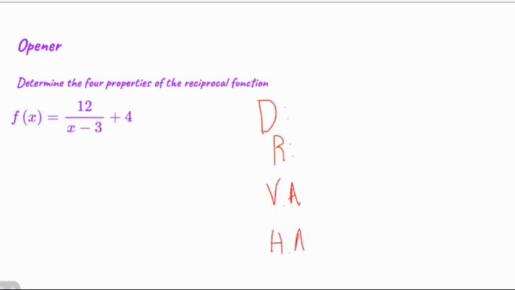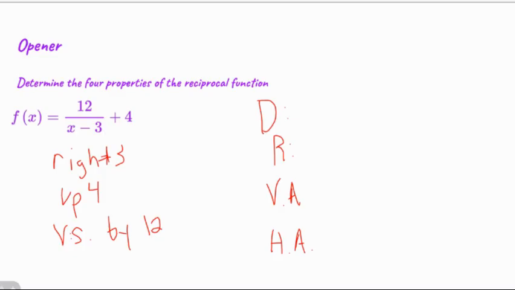Now of course when we do this with reciprocal functions we always start with our transformation. So we have x minus 3 in the denominator. That means we are moving right 3. And then we're moving up 4. Now, there's a 12 in the numerator. That means we have a vertical stretch by 12. But that doesn't actually affect our domain, range, vertical asymptotes, or horizontal asymptotes.